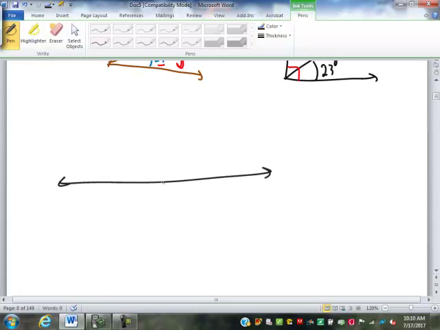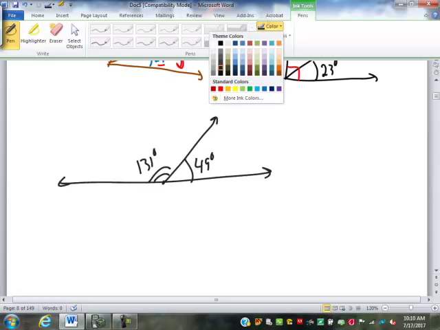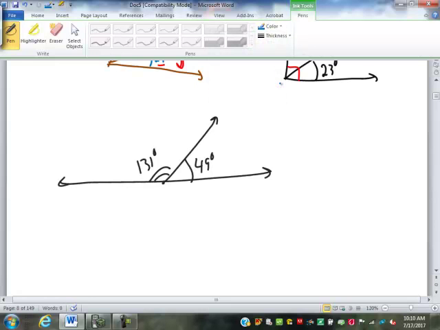You can probably imagine what's coming next here. These two angles add up to 180, which is called supplementary.